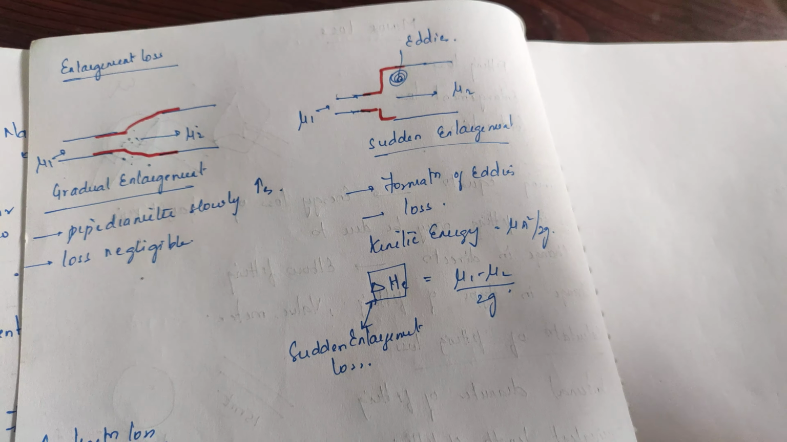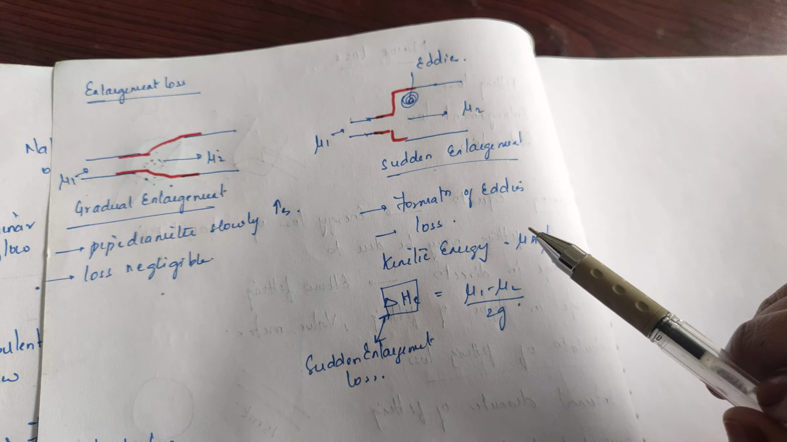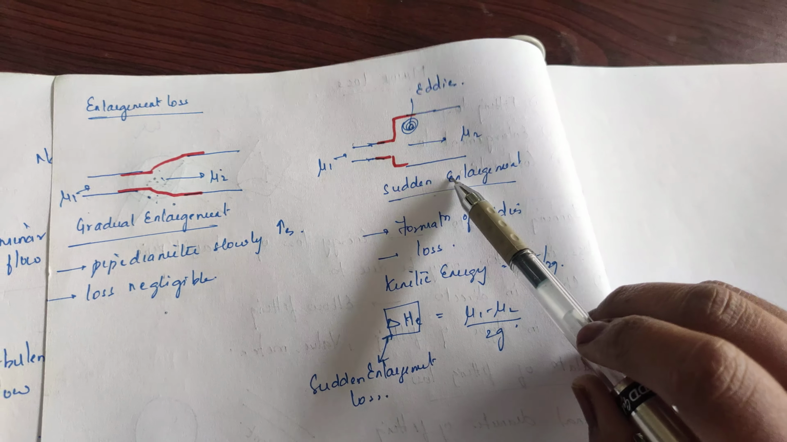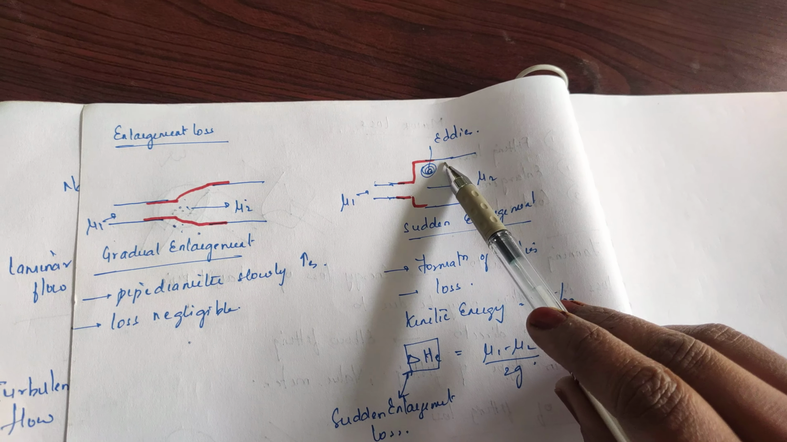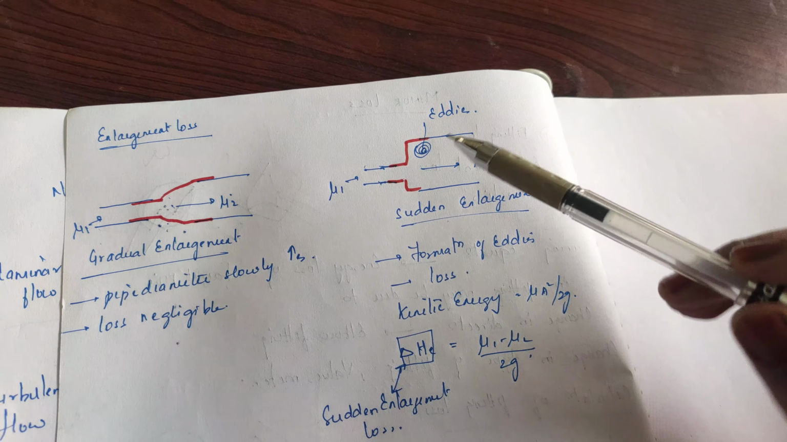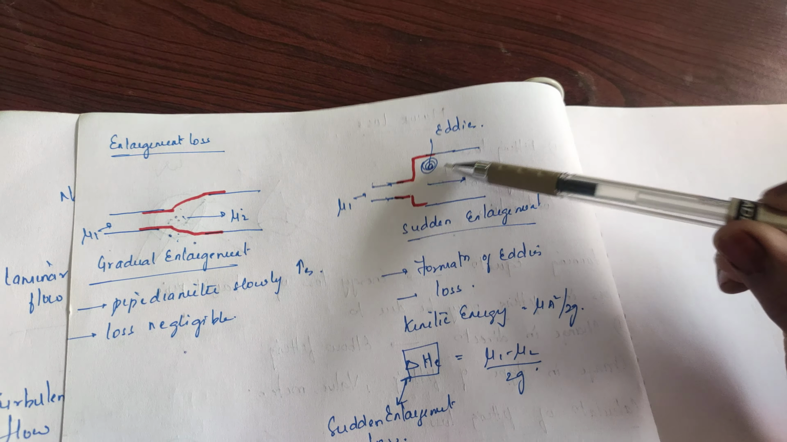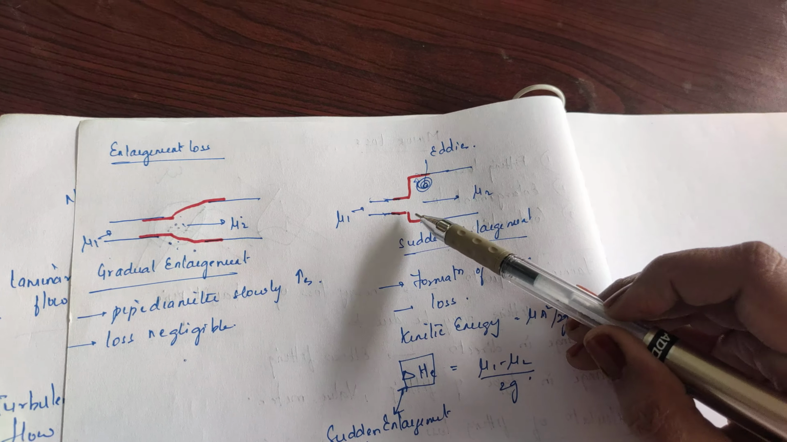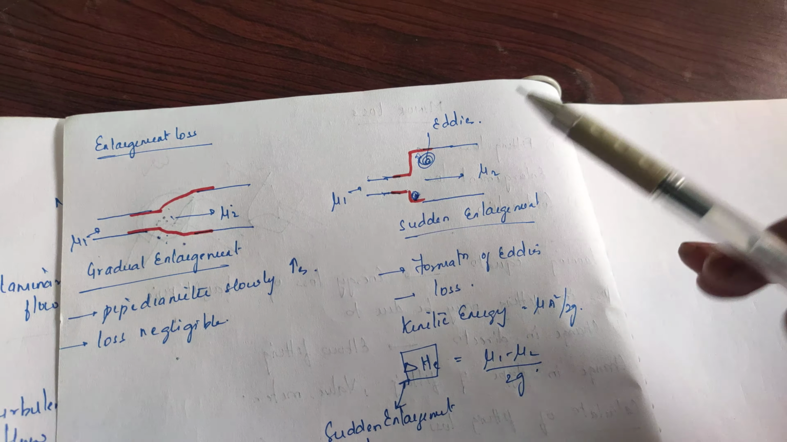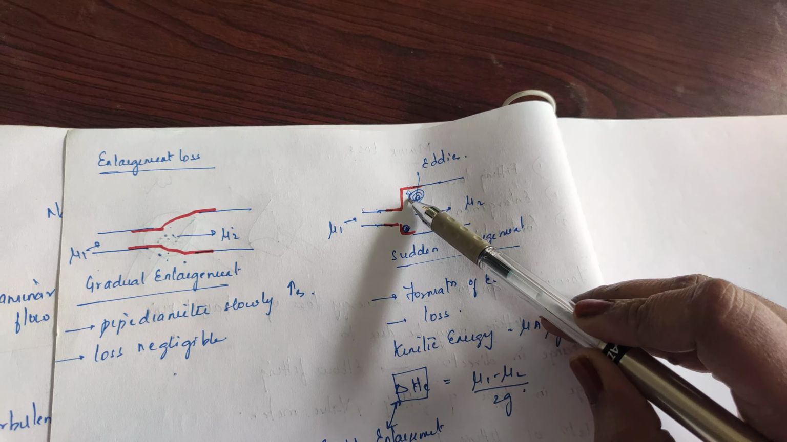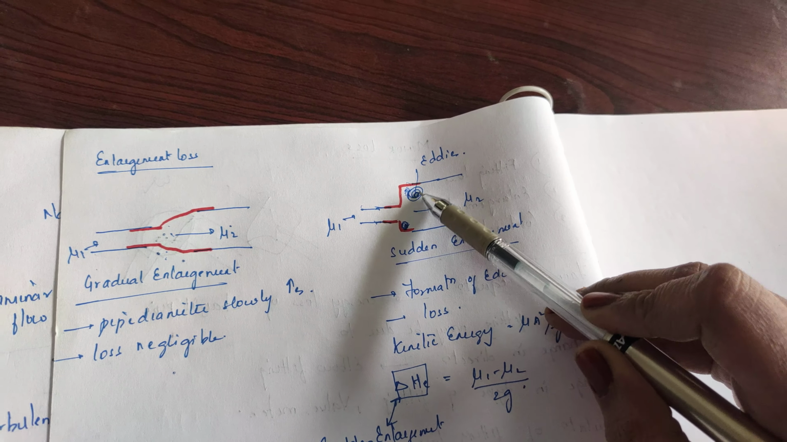But when we see the sudden enlargement, the smaller pipe is connected to a larger pipe, and with a sudden enlargement, sudden turning is there. You see here the formation of eddies, that is, eddies will be formed at the corner of the pipeline. Here the water will be moving in a whirlpool manner. Water keeps rotating round and round here for some time.